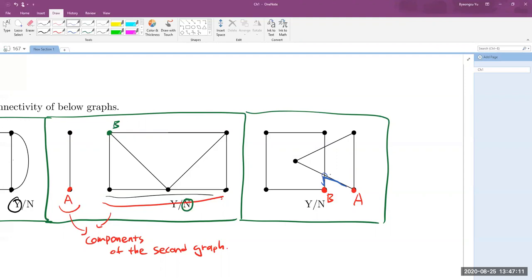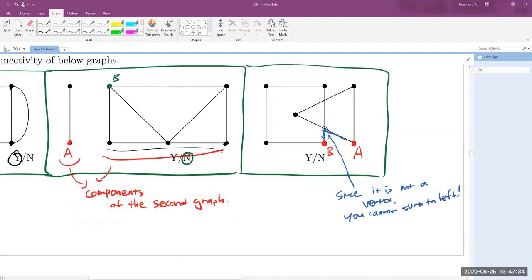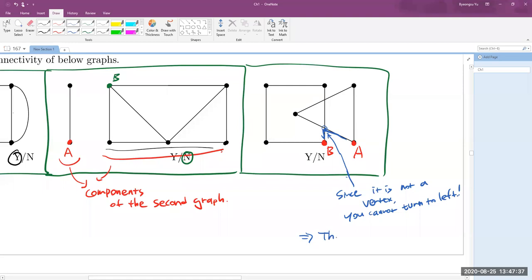turn left at this point. Since it is not a vertex, you cannot turn left, so there is no path from A to B, right?